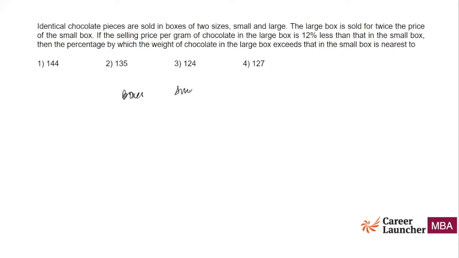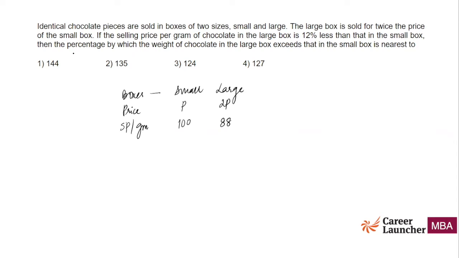One is a small box and the other is a large box. The large box is sold at twice the price. So if we talk about the price, if the small has a price of, let's say, P, the large is priced at 2P. If we talk about selling price per gram, if the small box has a price per gram of 100, then the large box is going to be 12% less than it. So the large box is going to be just 88.